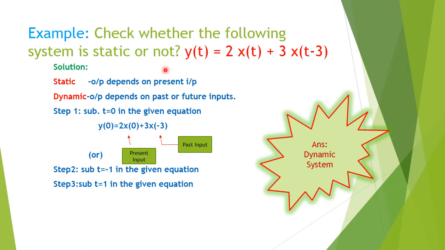So if we substitute t is equal to 0, we will be getting y of 0 is equal to 2 into x of 0 plus 3 into x of minus 3. So here x of 0 is the present input, and x of minus 3 is the past input. So from this itself we can say it is a dynamic system. Either we can substitute t is equal to 0, otherwise t is equal to minus 1 or t is equal to 1. Anything we can do.